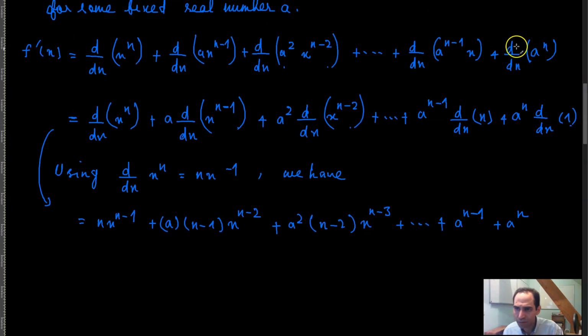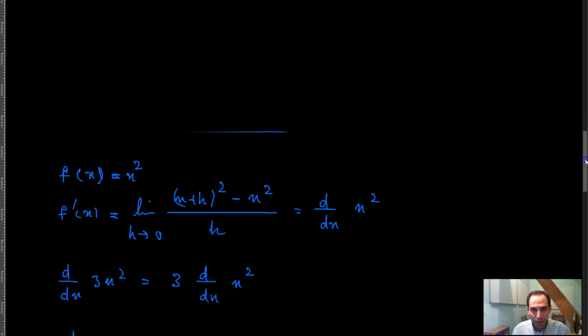So d by dx of a raised to power n is equal to 0 actually. You don't have to write this anymore, and so this would be the derivative of your function, right? Because a raised to the power n is a constant, so the derivative of the constant is 0. I apologize for the mistake. That was basically question number 6.